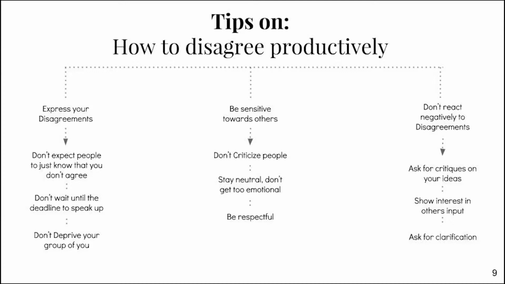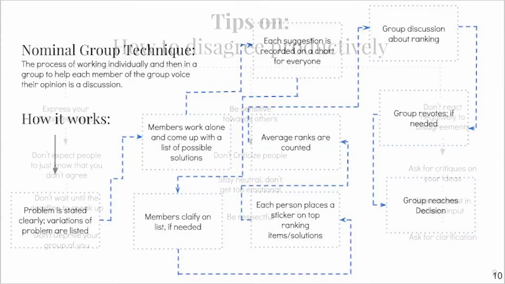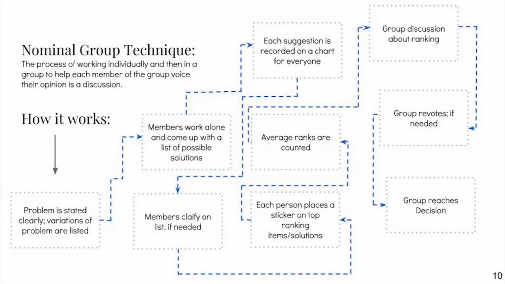Lastly, here's a tip on how to react when someone disagrees with something that you're saying. Try to, again, stay objective. Don't react negatively. They're not attacking you. Ask for clarification and show interest in what they're saying because it could. The advantage of a group conflict over an individual conflict is that several heads are better than one.